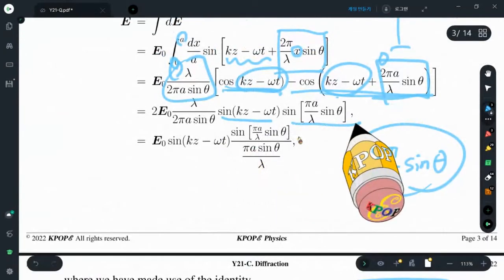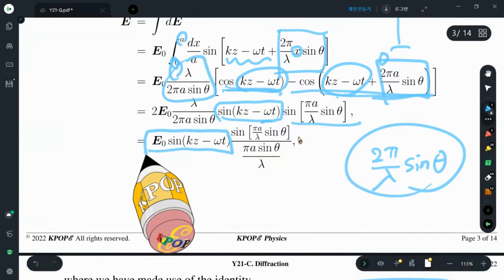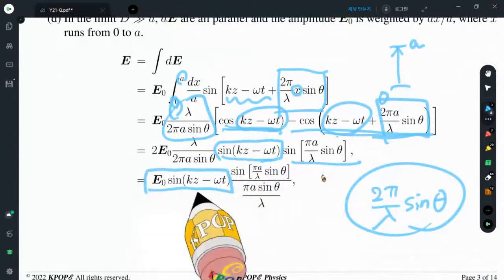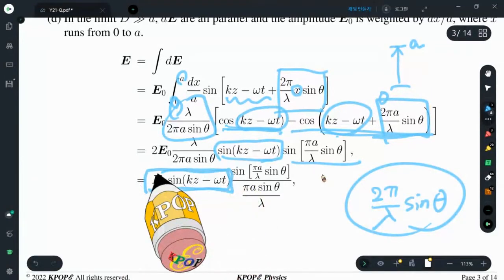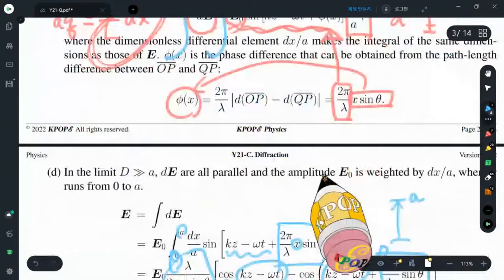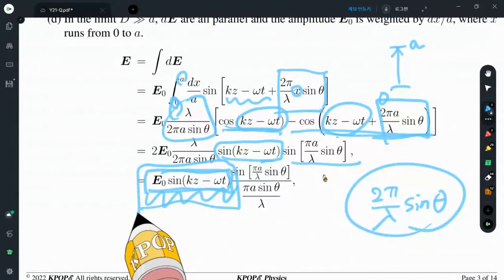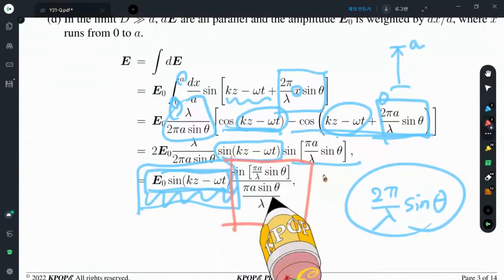So these two factors appear, but as we can see, this is a common factor that oscillates globally, and there is no effect on the interference pattern because every contribution has a common value of this. So this one does not contribute to the relative size change due to the interference. The only thing that we have to consider is this strength factor, sine over something.